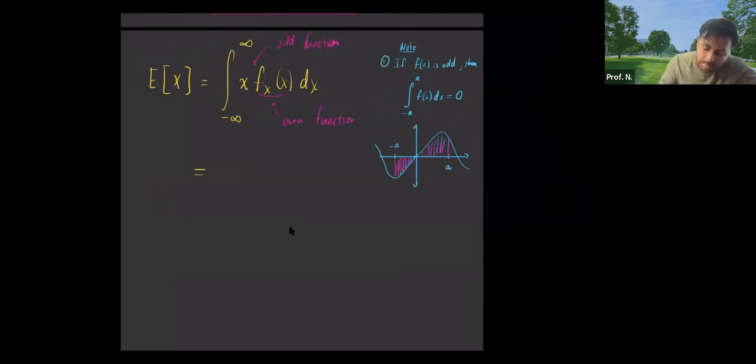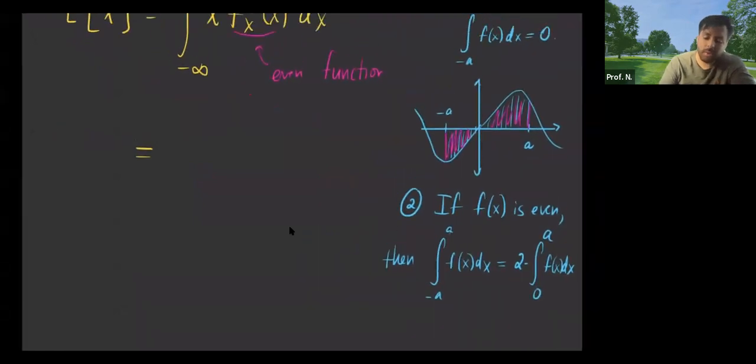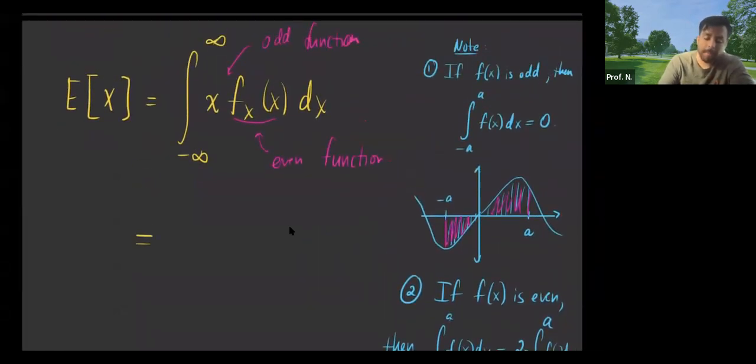That's one. The second one is if f is even. If f of x is even, then when you integrate an even function on a symmetric bound, you can double the integral from 0 to the upper half of the bound of f of x dx. So this is only useful for simplifying integration.